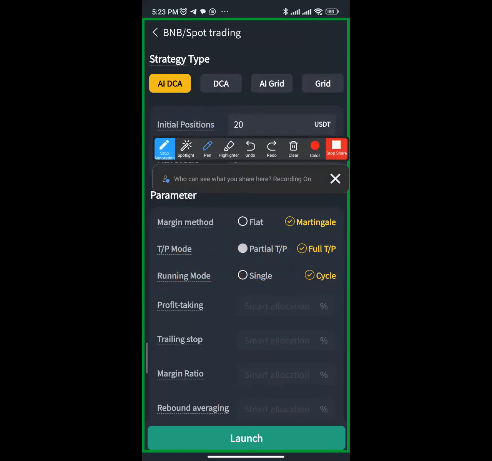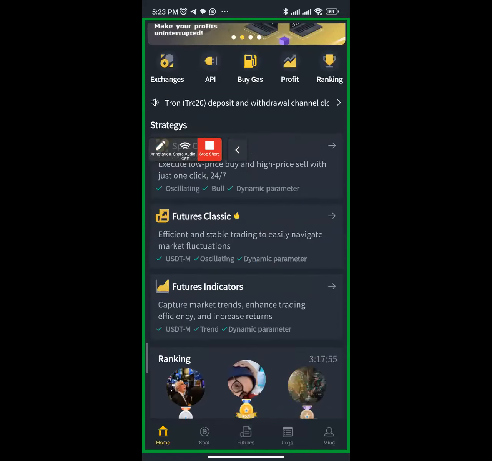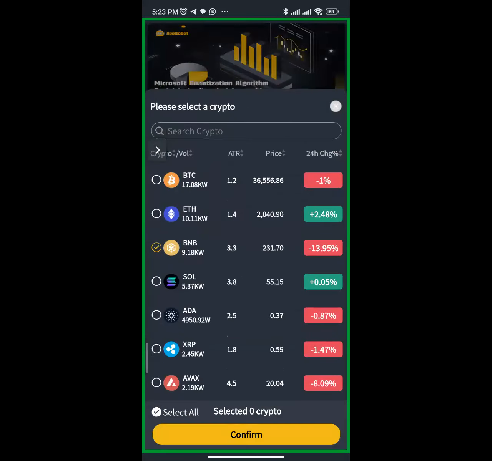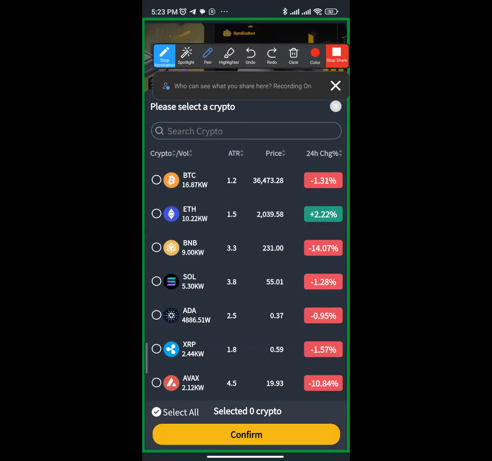What do I do? I go back to the table. I tap on spot. Now, I will start with this chart. You have the 24 hours change here, so it's very easy to spot. I use the 24 hours percentage change to choose my coin, because really in spot, there are so many coins to trade.